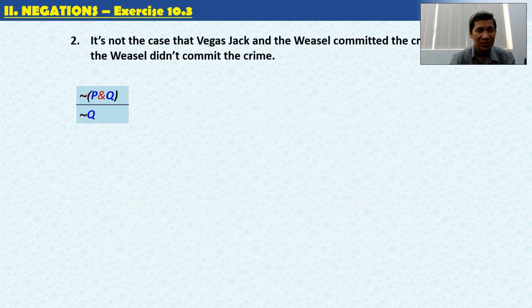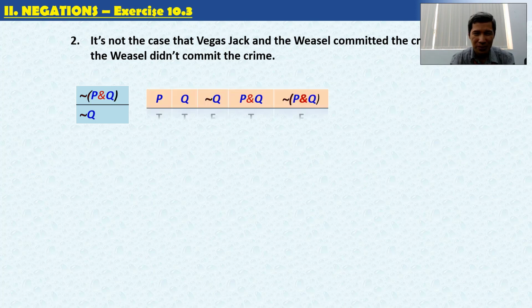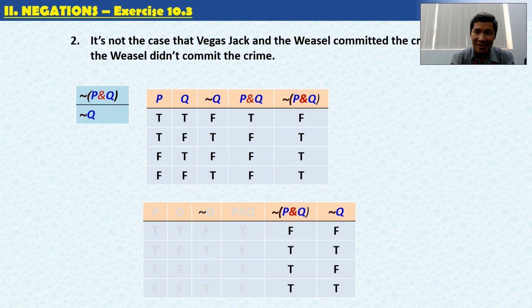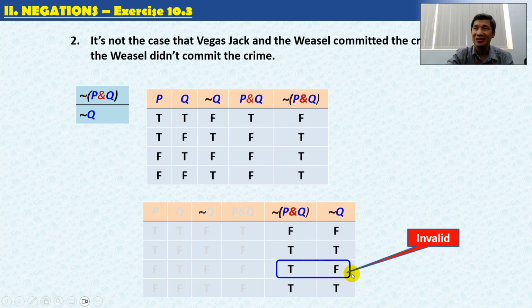Number 2, if you have this symbolic form correct, you are okay. Not the case P and Q, not Q. Okay? 3 cases where the premises are true, and 2 cases okay. We have 1 single case, the premise is true and the conclusion is false. Invalid.